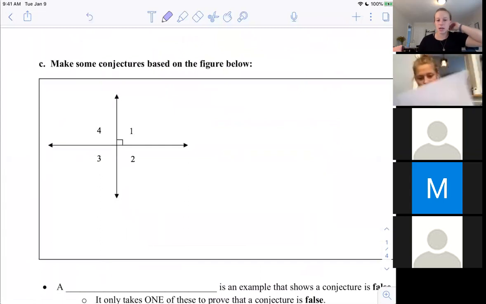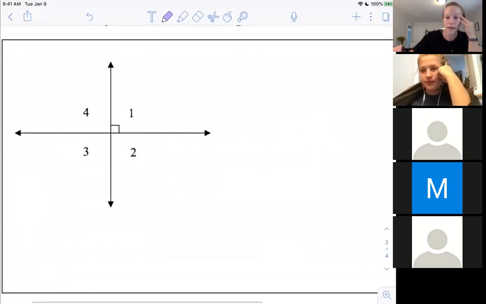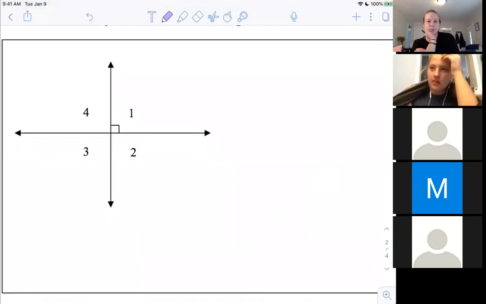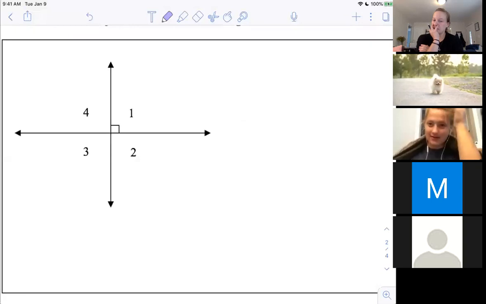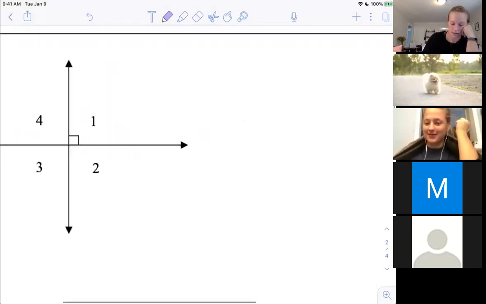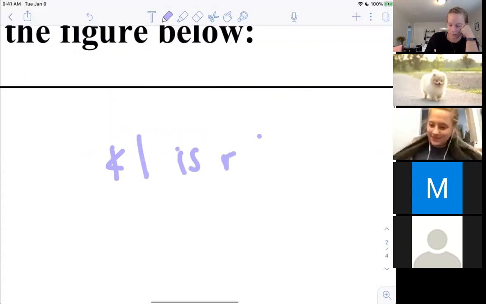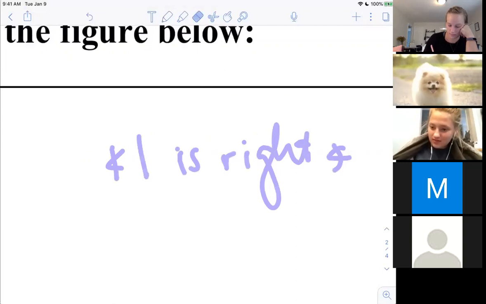We're going to make some conjectures based on this picture. So there's a lot that we see right here. Based on what we see, we're going to write a conjecture, a statement. So what's something that you see here that we can assume or that we're going to guess about this picture? One is a 90-degree angle because it has the square, and so I'm going to assume that all the other ones are 90 degrees. Okay, I'm going to stop you right there. I'm going to say angle 1 is a right angle because it's labeled. Good.